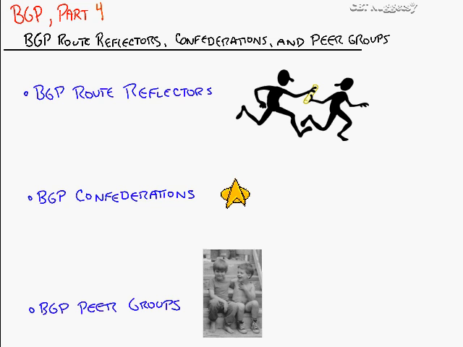BGP Part 4, BGP Route Reflectors, Confederations, and Peer Groups. Now I must say that I think I named this nugget the most effective name that I could have, because it describes exactly what we're going to talk about as we go through this.